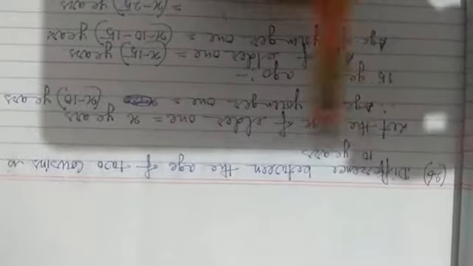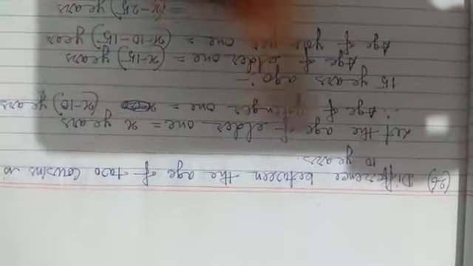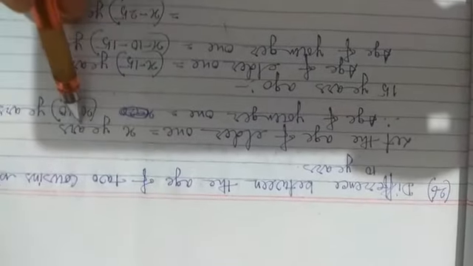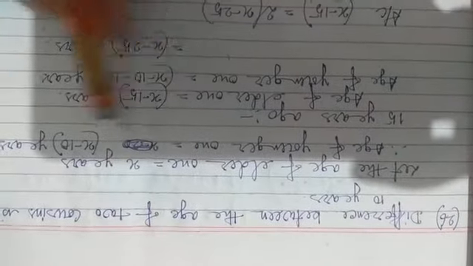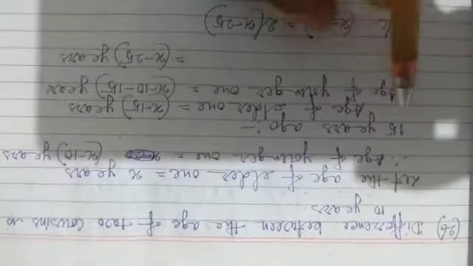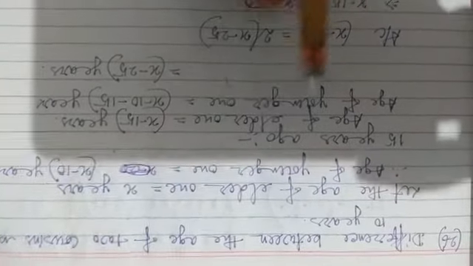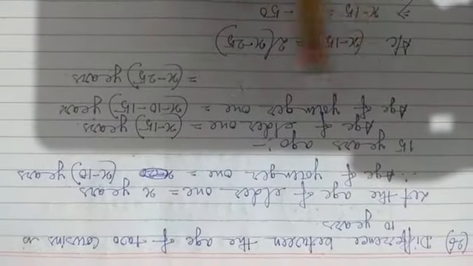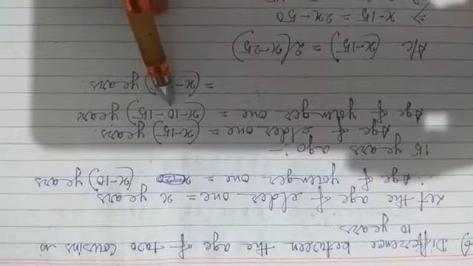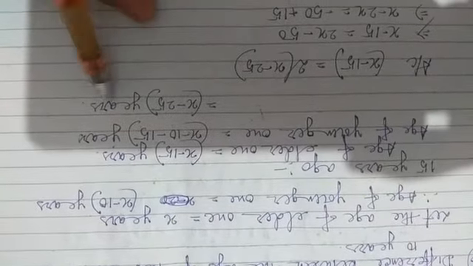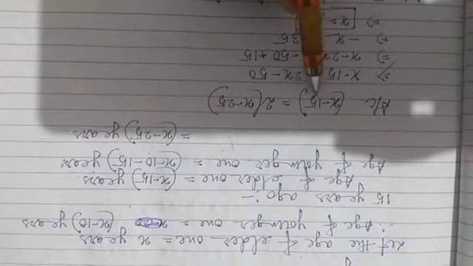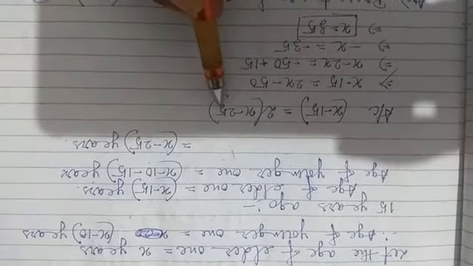Next, question number 26. The difference between the ages of two cousins is 10 years. It is given. So let the age of the elder one be x years. So the age of the younger one is x minus 10 years. After 15 years ago, the age of the elder one is x minus 15 years and the age of the younger one is x minus 10 minus 15 years, that is x minus 25 years. According to the condition, x minus 15 equals 2 into x minus 25.